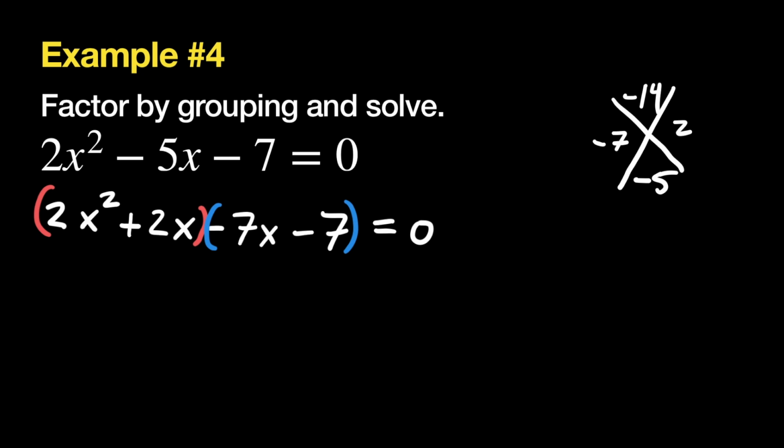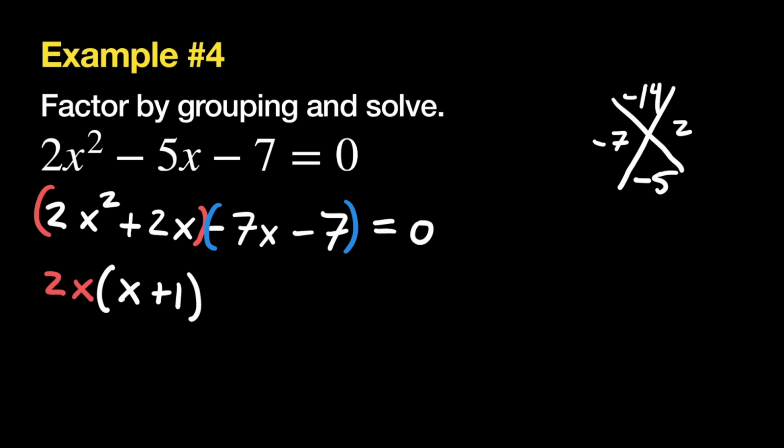We are going to look for what they have in common. So in this case, this one has a 2x and this one has a 2x. So you're able to factor out a 2x. And when you factor out 2x, you're left with x plus 1. If you were to distribute this, you will get exactly the same thing that we have above.